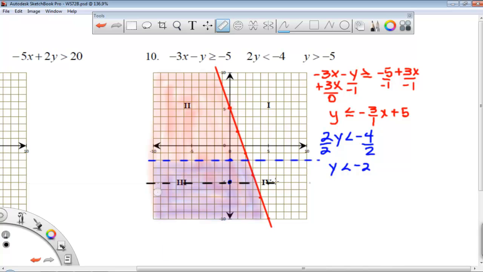And then it's all the y's greater than a -5, so we must shade upwards above the line. So I can't go above the blue, I can't go to the right of red, and so right there is my final solution right there.